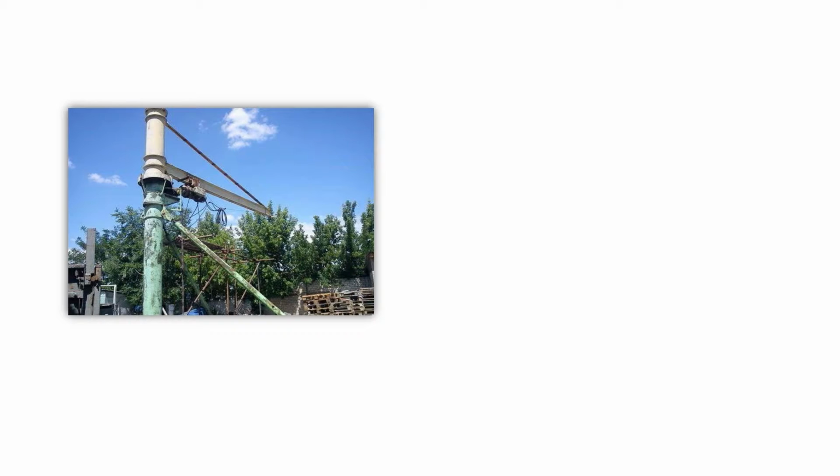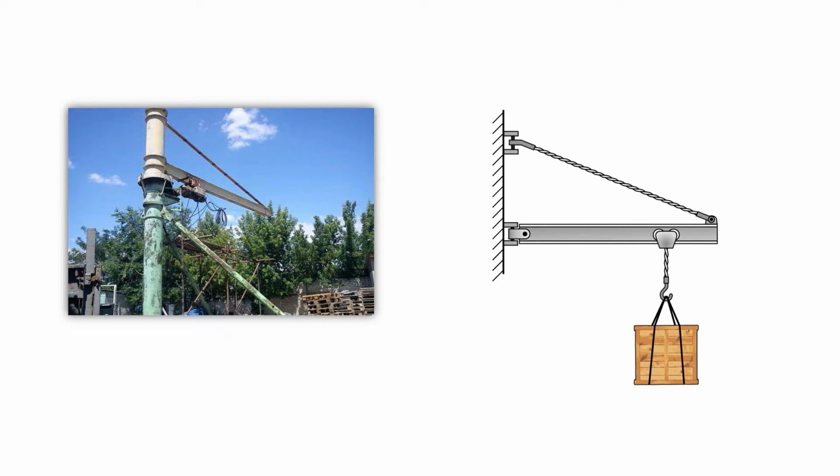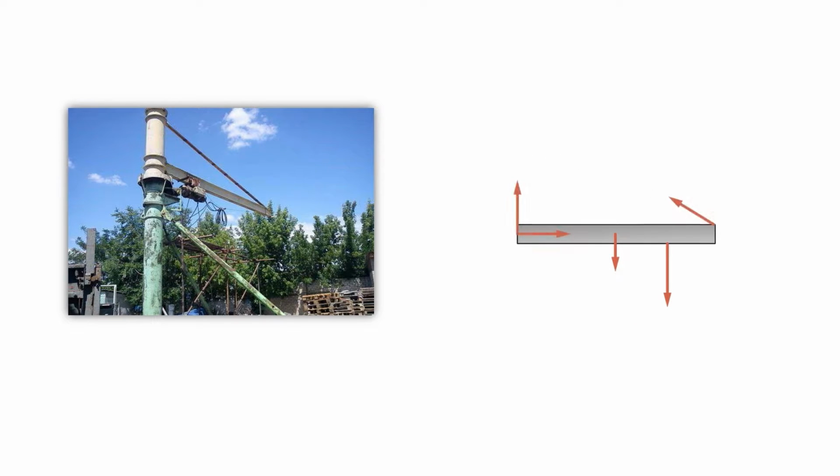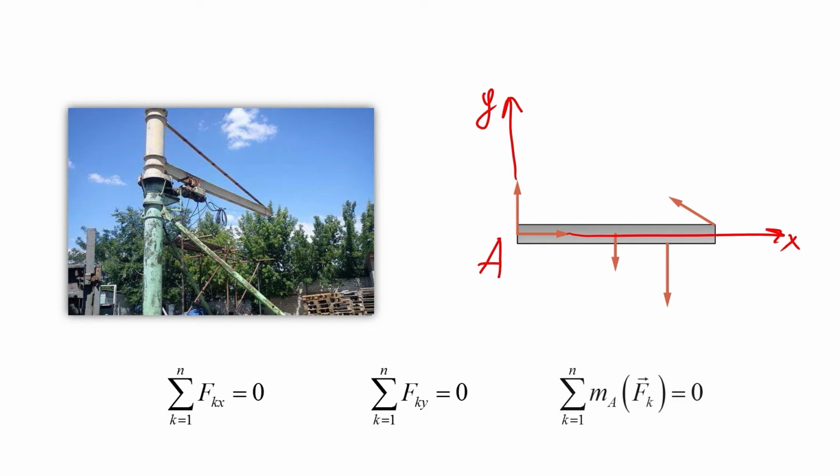In particular, considering the equation of a jib crane, we then have an FBD of the structure and can deal with a coplanar force system. In this case, choosing the point A as the center of reduction and the axes x and y, we can write down the equilibrium equations for the jib crane as a sum of projections of all forces on the axis x, the sum of projections of all forces on the axis y, and the sum of moments with respect to the point A.